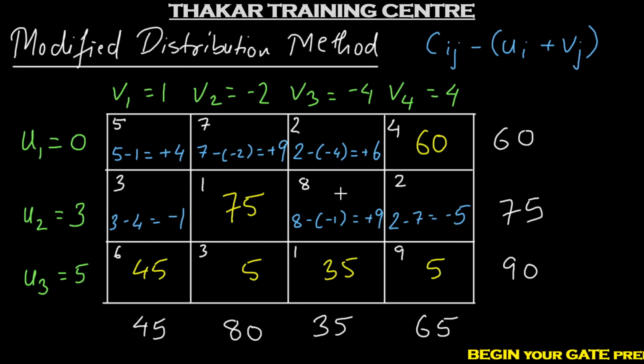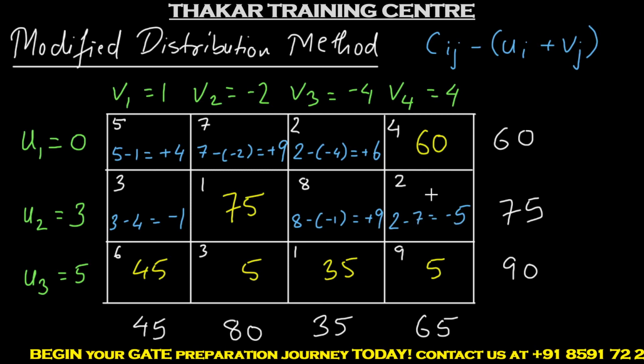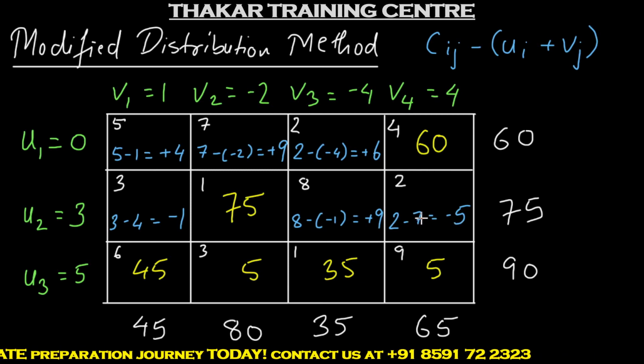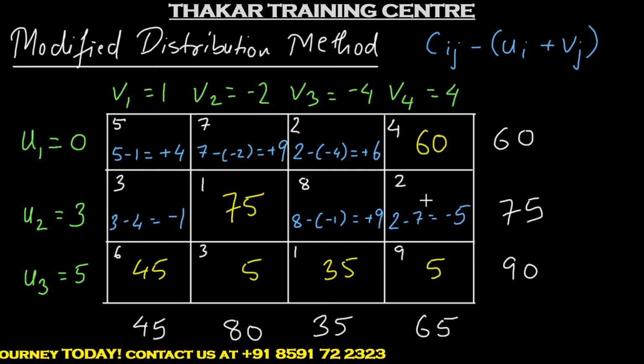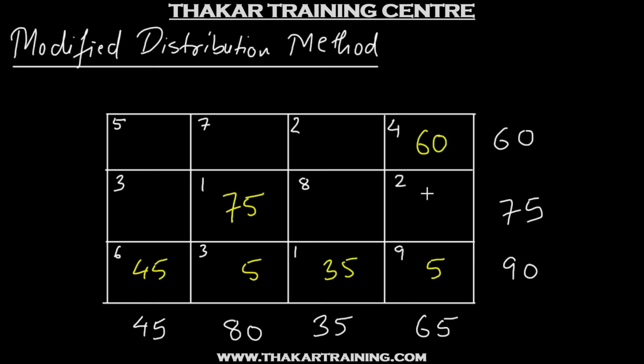So obviously, we will make allocations in that cell which results in maximum reduction in total transportation cost, which is nothing but this cell. So we'll now try to find out what is a new solution which will help in reducing the total transportation cost. So first of all, we'll have to find out what is the maximum number of units that can be allocated to this cell. To do so, let's say theta units are allocated to this cell.